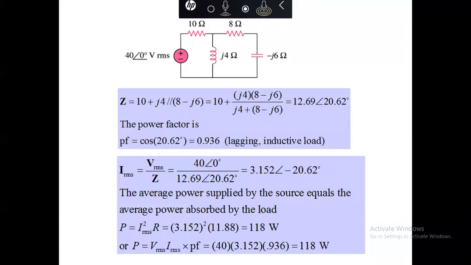So for the resistance of the network, how can we find the resistance of the network? We have to split this impedance into the resistive and the reactive part.